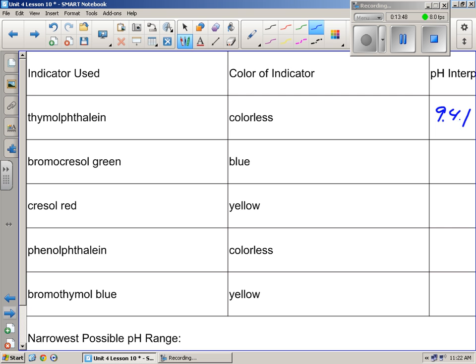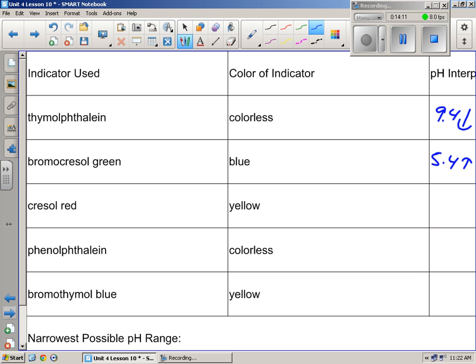9.4 and below, right? Below 9.4. I don't know what it is exactly, but it's below 9.4. Quit talking. Here we go. Bromocresol green, it says here it's blue. It says 5.4 and above, right? Means it has to be higher than 5.4. That's all I know. We're going to write all these down. We're going to narrow down the pH range.